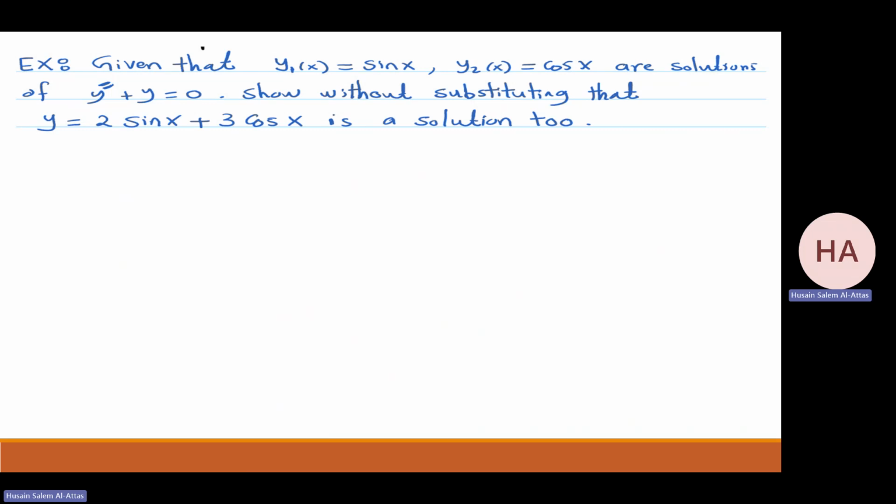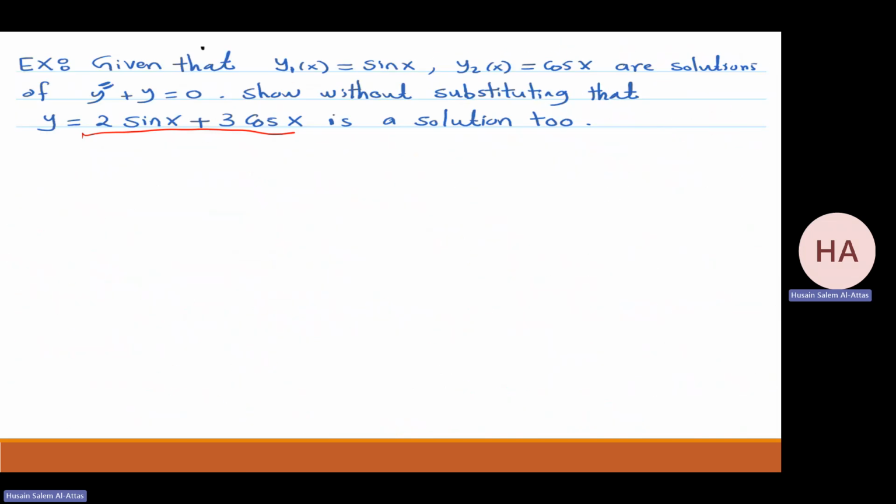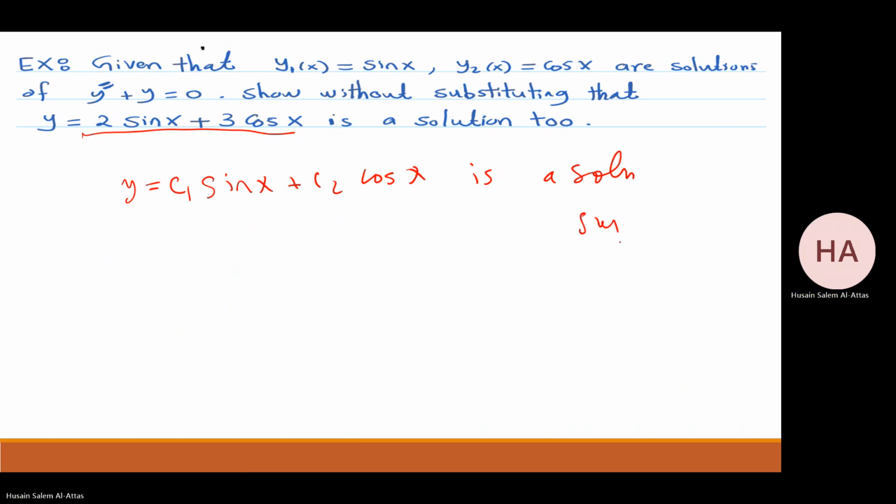Given that this is our solution, show that it is a solution without substituting. Why is that? Because of what the superposition is talking about. If you have solutions, any linear combination is also a solution. So for sure, y equals c1 sine x plus c2 cosine x is a solution. This is the superposition theorem.